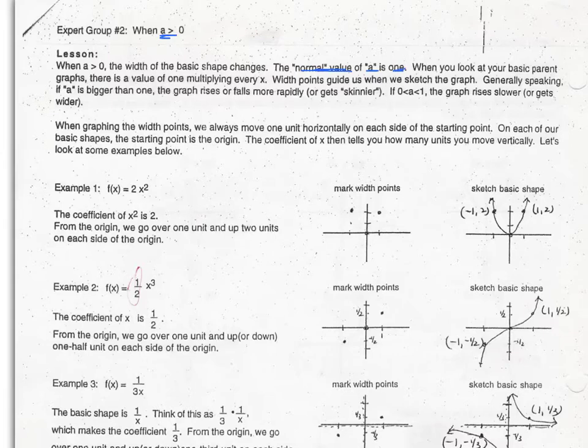But in general, what happens here, if A is bigger than 1, it's all slope. That's all it is. The graph goes up more rapidly, so it's going to get skinnier. So instead of having just x squared, if I had 3x squared, 6x squared, 8x squared, the graph gets skinnier. Vice versa, if the leading coefficient is in between 0 and 1, most likely it's a fraction, the graph rises slower, so this is where it gets wider.